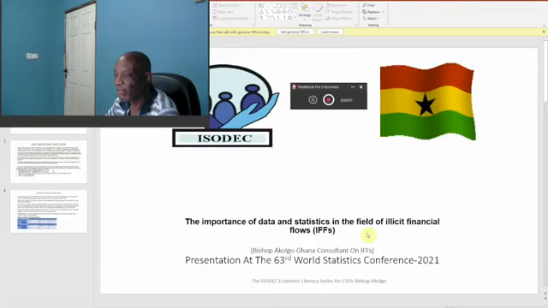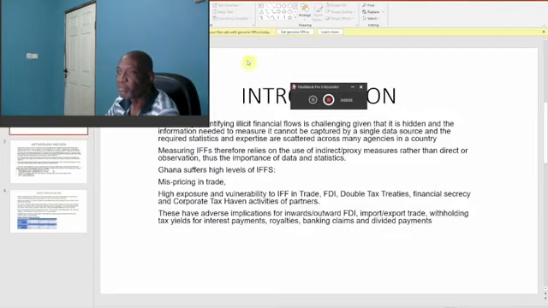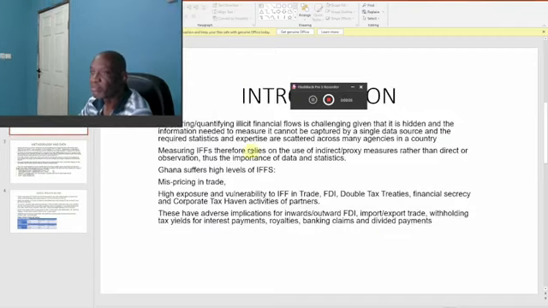Statistics in the field of illicit financial flows. Measuring or quantifying illicit financial flows is challenging, given that it is a hidden activity and the information needed to measure it cannot be captured by a single data source because these are scattered in different organizations of the country. Measuring IFFs then relies on the use of indirect or proxy measures rather than direct observation. That's the importance of data and statistics.